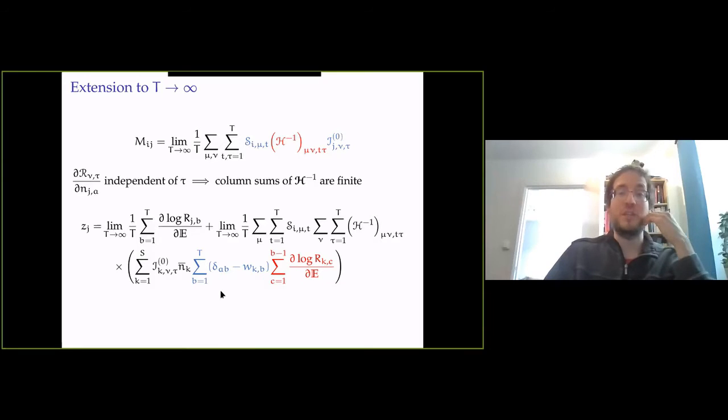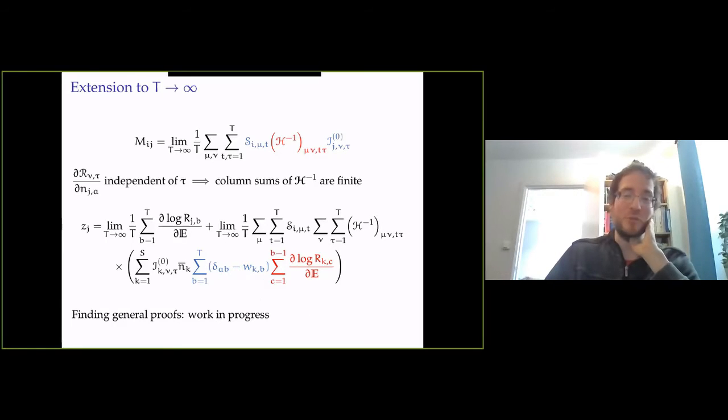So as by magic, the divergences cancel out, and we actually end up with a finite formula. Again, for special cases like these ones, one can show these, but otherwise finding general proofs is very much work in progress. And if you're interested in thinking about these things, we would be very, very happy to have people help us with these kinds of things. Me and Geza have been thinking about this problem for some time now, and we would be very happy to have some ideas.